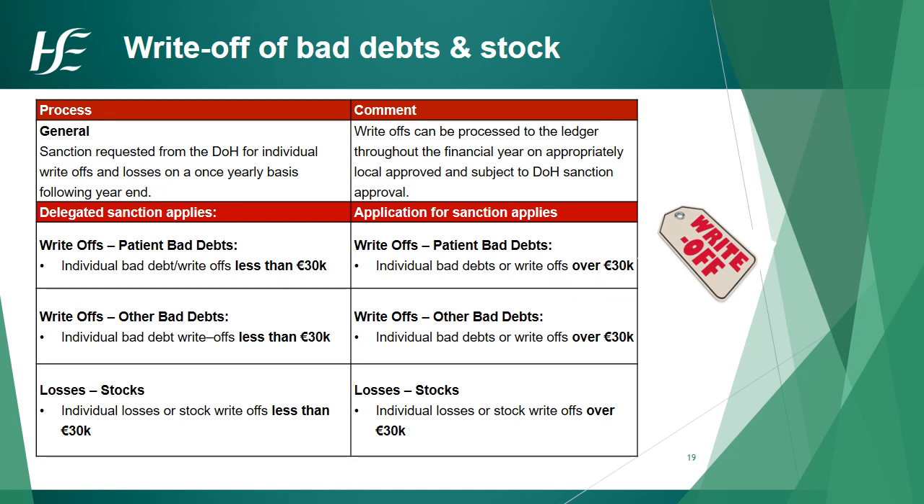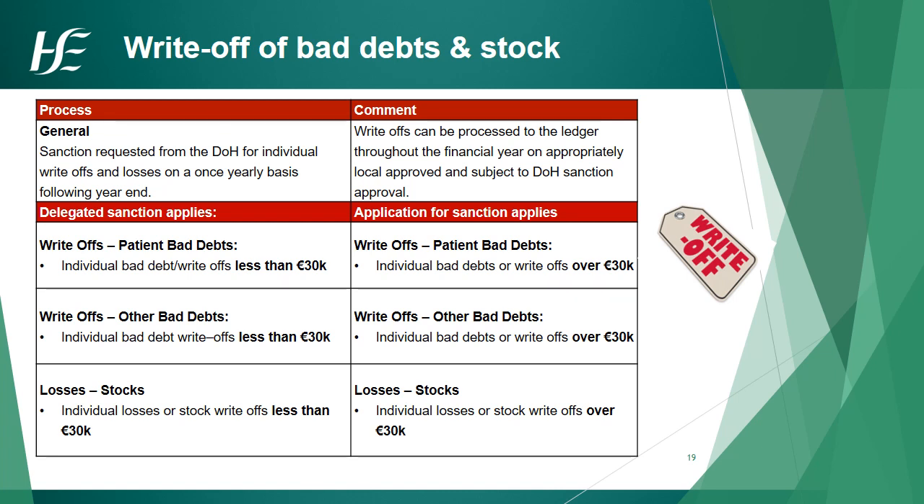Individual write-offs under $30,000 for patient bad debts, stock and other bad debts can be dealt with utilising the delegated sanction, which is a yearly letter of sanction from the Department of Health, once the specific requirements are met. For individual write-offs over $30,000 for patient bad debts, stock and other bad debts, application for sanction is required. There are AFS templates to be completed annually for sanction of write-offs and losses. The templates are categorised by debt type.